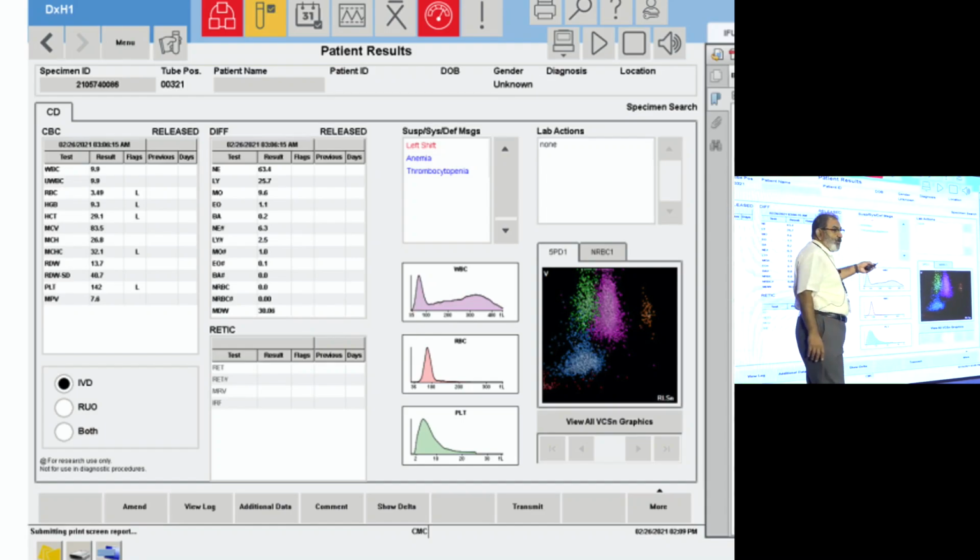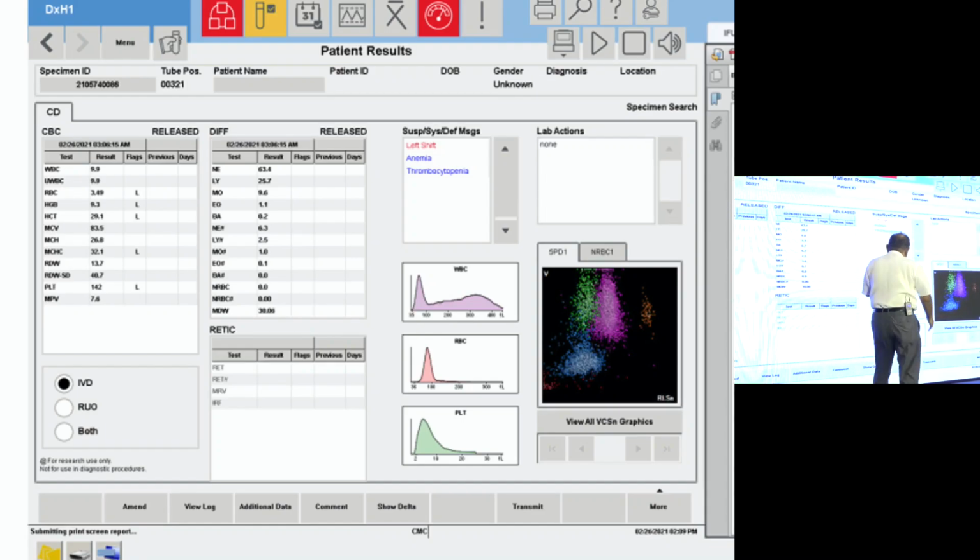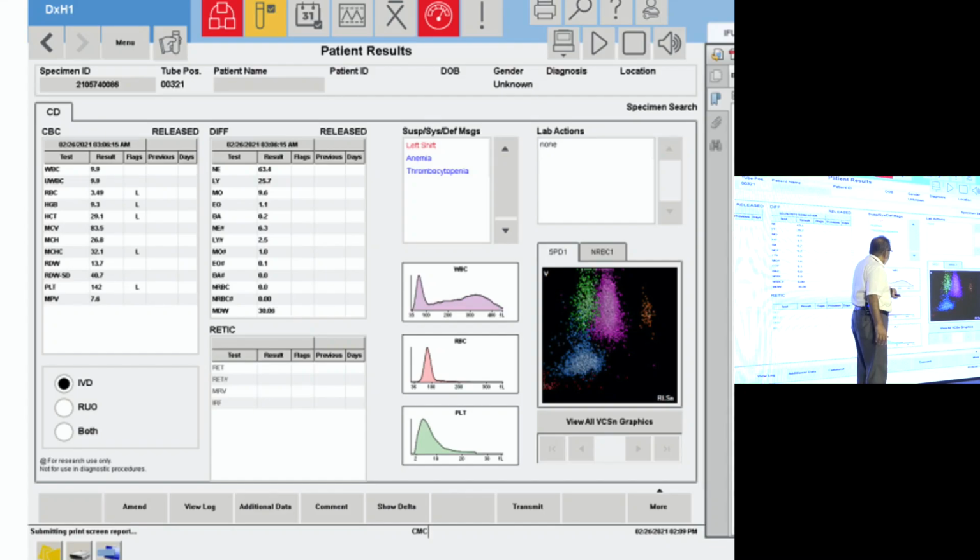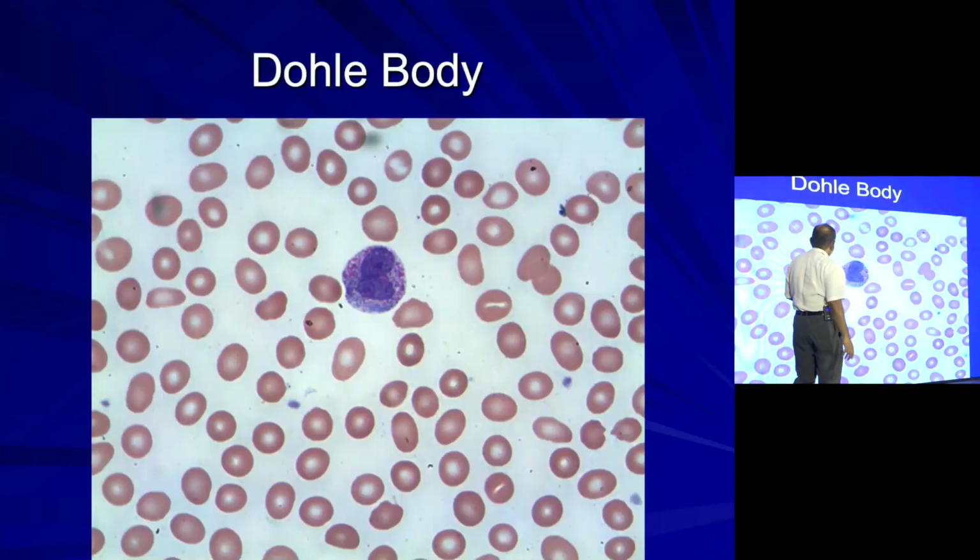So this is pseudomonocytosis. You can see that. Look at the monocytes there. The neutrophils are becoming monocytes. Larger neutrophils which have low scatter become monocytes.